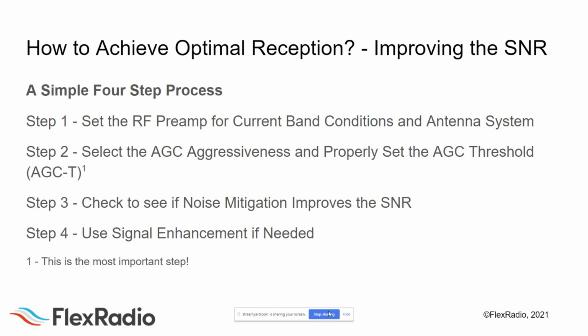The second step, and this is actually the most important step in the process, is to select the AGC aggressiveness and properly set the AGC threshold, or the AGC-T. I put a note in here that this is the most important step, and it truly is. Once you've gotten the preamp set and the AGC set, that's going to take care of about 80, 85 to 100% of your noise issues or optimizing reception. It's at this point that you're going to want to try some of the noise mitigation techniques, the noise blanker, the noise reduction, the wideband noise blanker, and see if that helps improve your signal-to-noise ratio. There are certain times where you can try these things and they're not going to work, and that's okay. It means that the type of noise that you're hearing is not the type of noise that these features necessarily will improve.